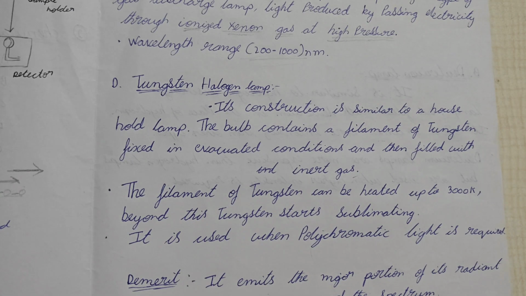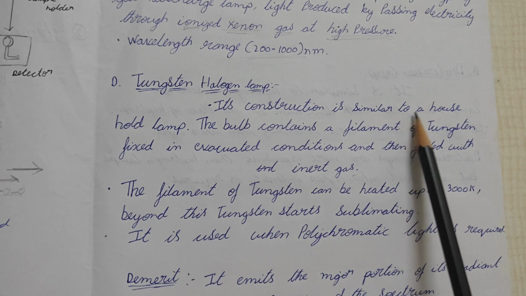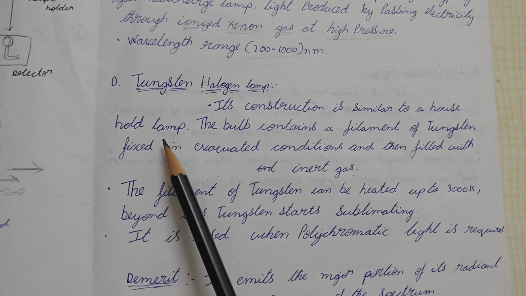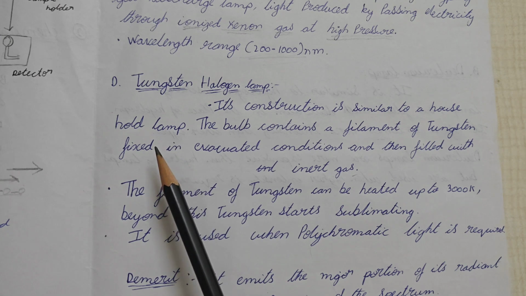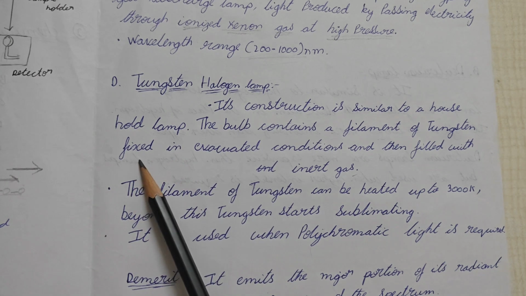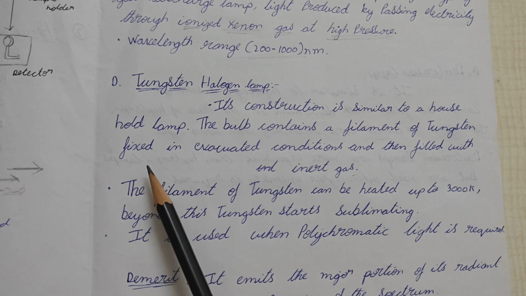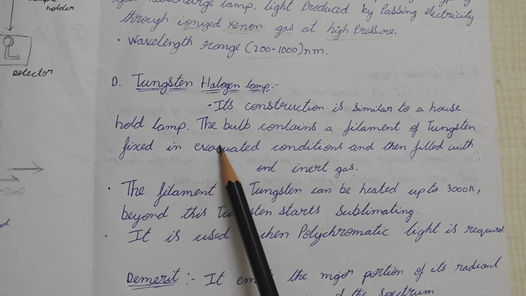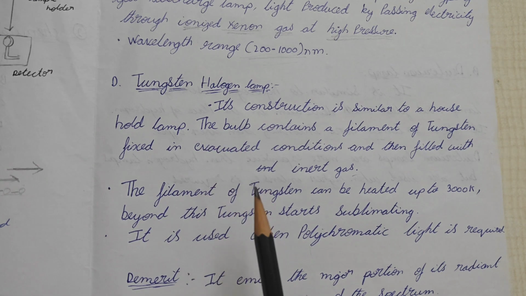Another one is tungsten halogen lamp. Its construction is similar to a household lamp. Many people have seen, before these LED bulbs, we were using tungsten halogen lamps in households, which produce yellow color light. The same principle is used in this light source also.